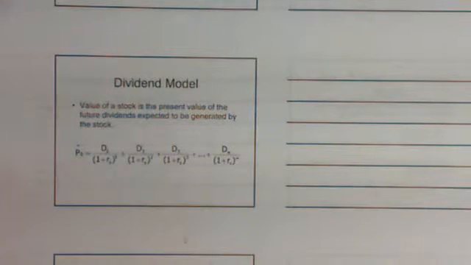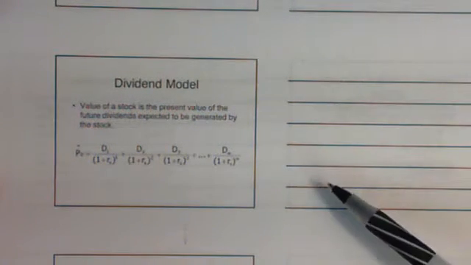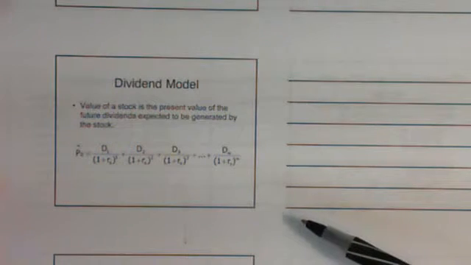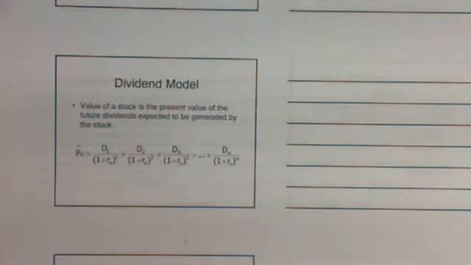Now, the model, the method we are using is the dividend model. In other words, the value, the price of the stock is computed as the present value of all future dividends. Now, I want to talk about why.